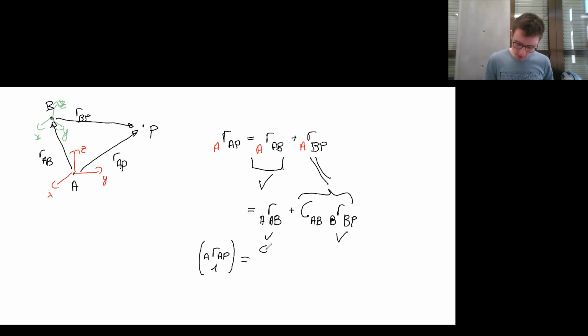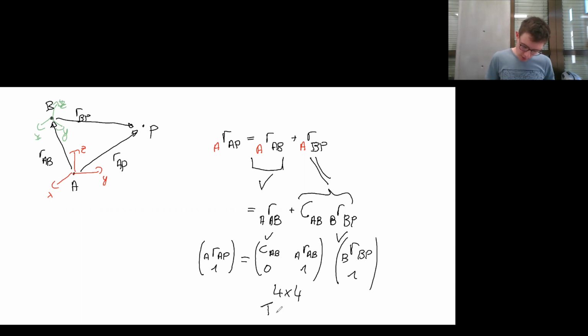And you can see, if you write the equation above in matrix form, we can write this as C_AB, r_AB in A, 0, 1. This is a 4 by 4 matrix, times r_BP in B, 1. This matrix, we call it T_AB, is the homogeneous transformation between A and B. And what it does is it takes the vector that points from your point B to P in B frame to the vector that points directly from A to P in A frame.